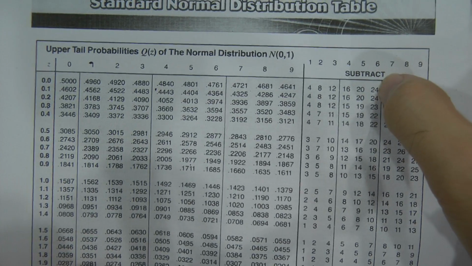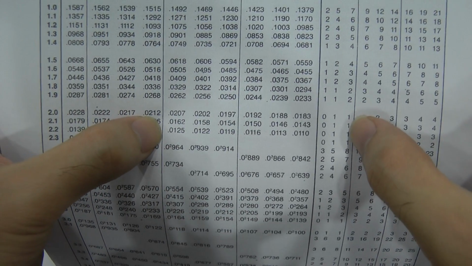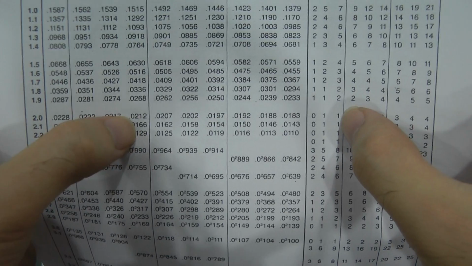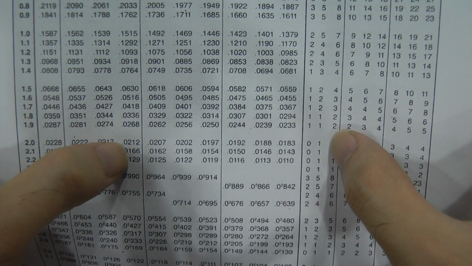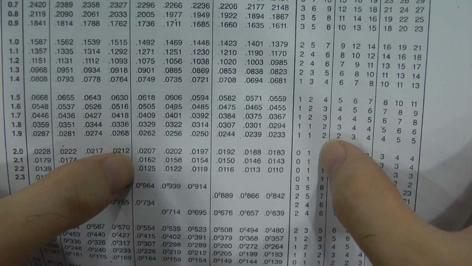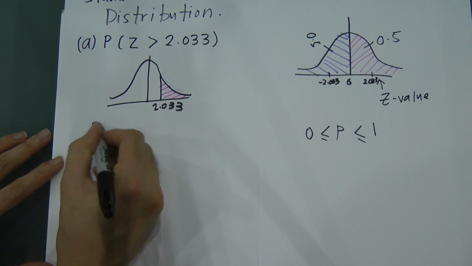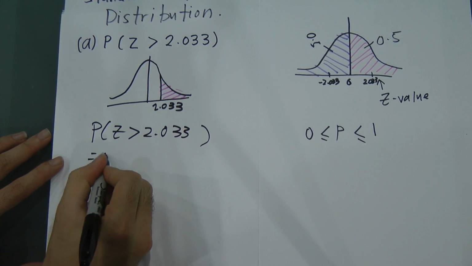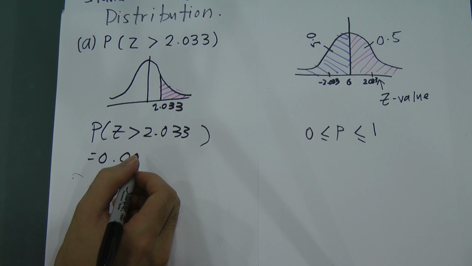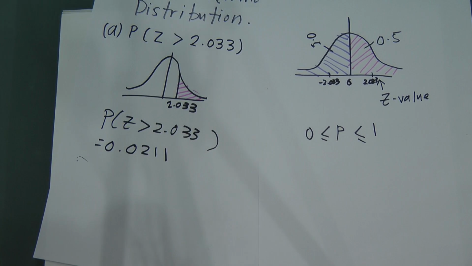Then there is another 3 here, in the subtract columns. What is the meaning of subtract? It means you have to minus the value here. Moving across until here, you will see 1. Therefore 0.0212 has to minus the 1 at the last place. So you get 0.0211. Therefore the probability value for this one is 0.0211. This is the value you get from this table.